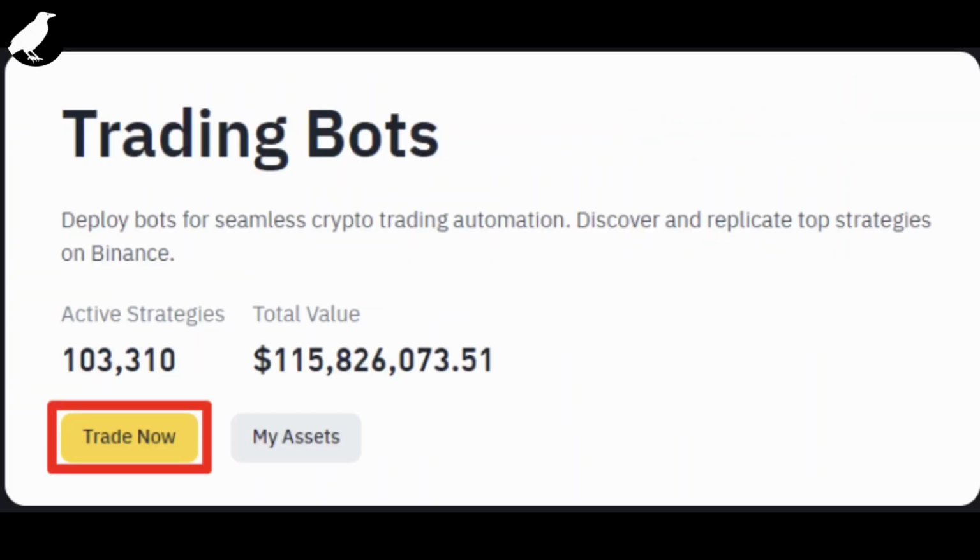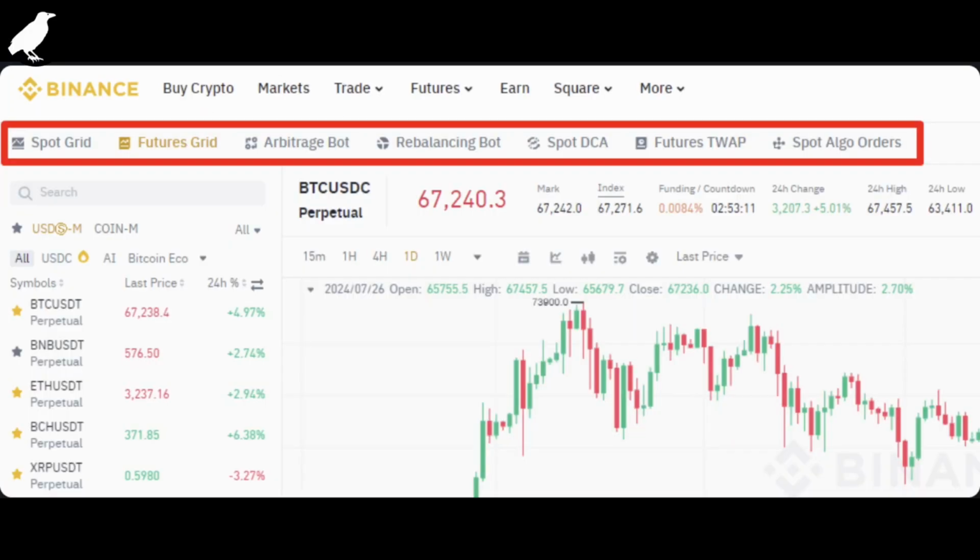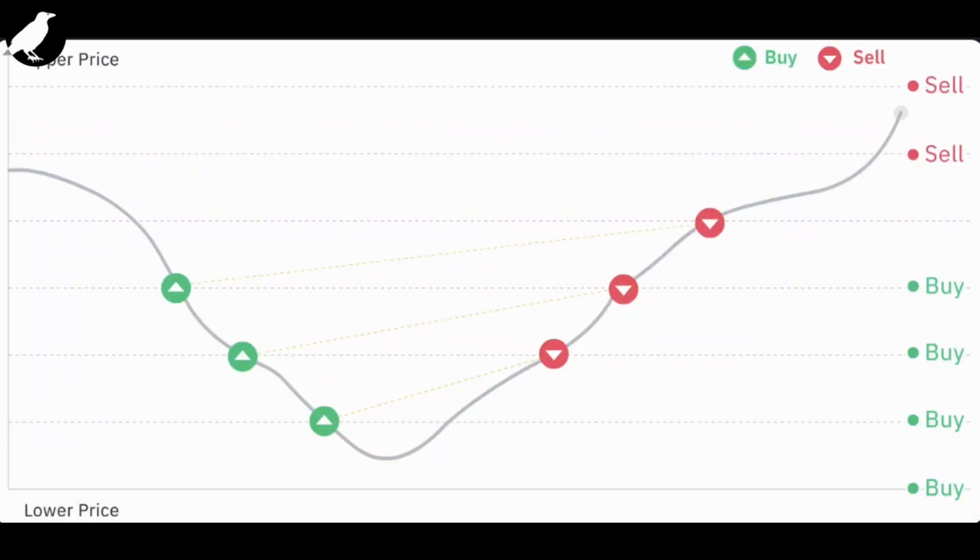Next, you should see the trading bots landing page. If you click trade now, you will be redirected to the trading page. At the top, you can find the different types of trading bots available. So this is Spot Grid.